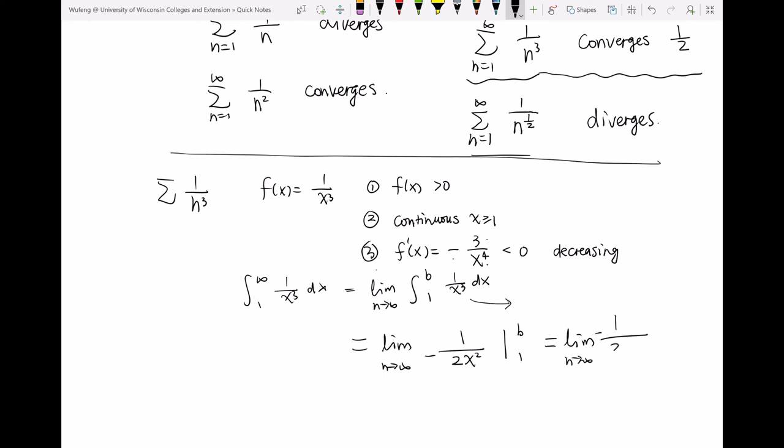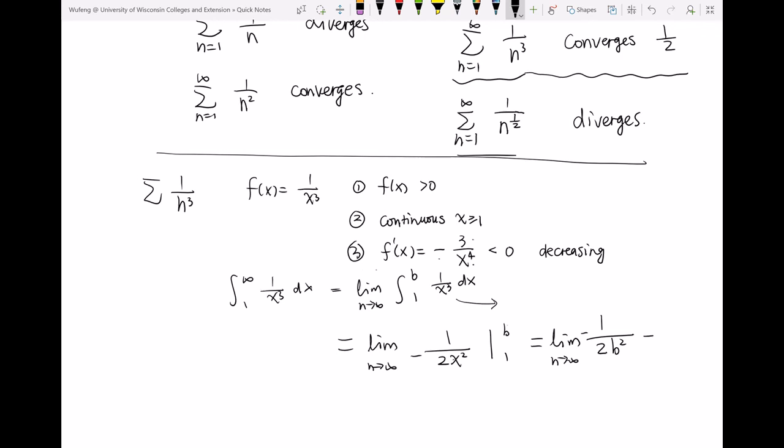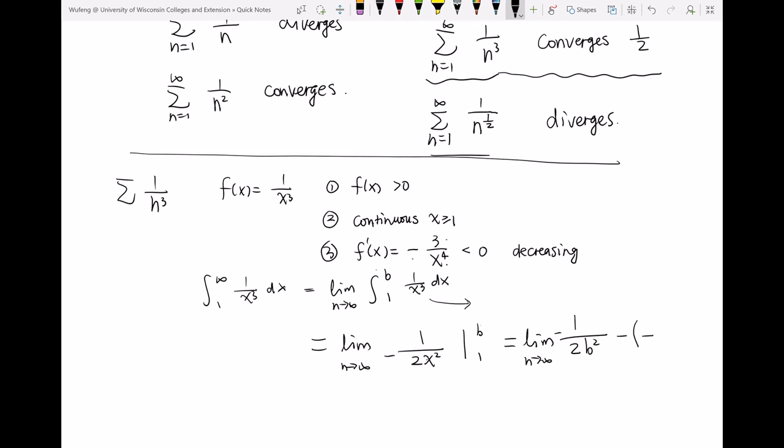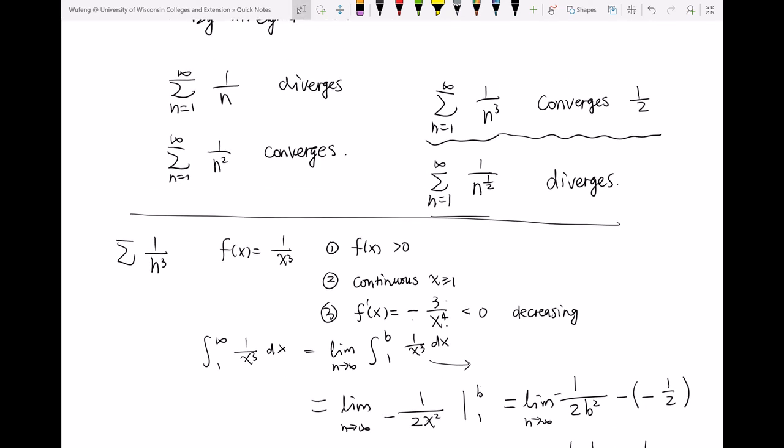Negative 1 over 2x goes to b, so b squared, minus negative, plug 1 in, is negative 1 half. So as b goes to infinity, this is negative 1 over infinity, which approaches 0, plus 1 half, which is 1 half. Perfect, 1 half. I think Connor got it right.